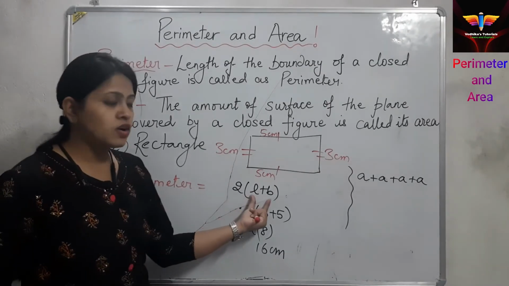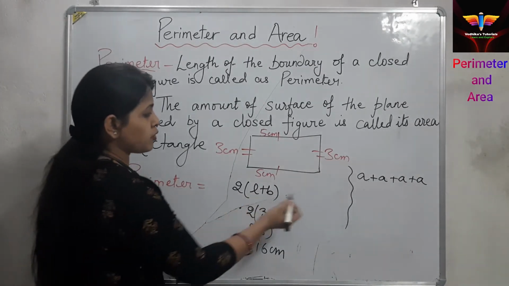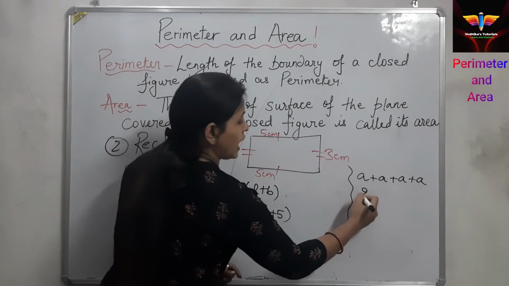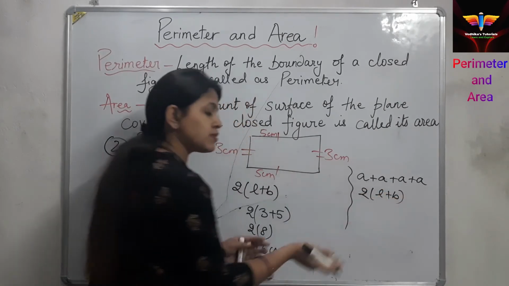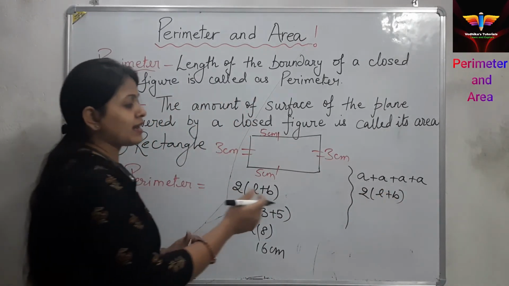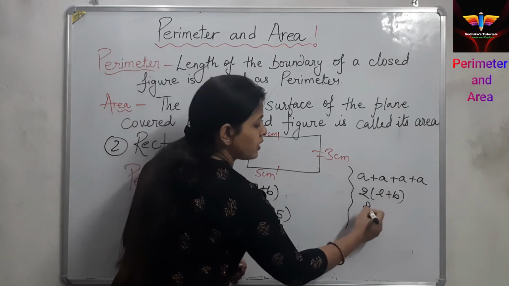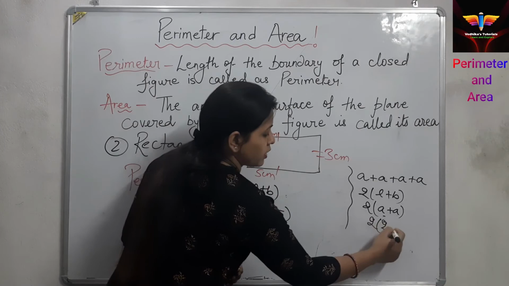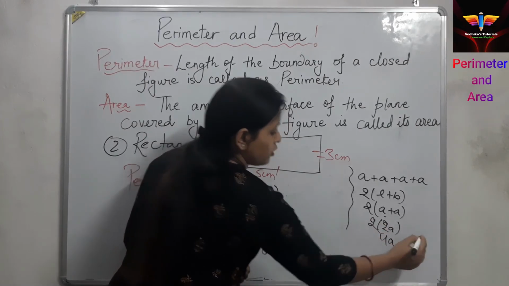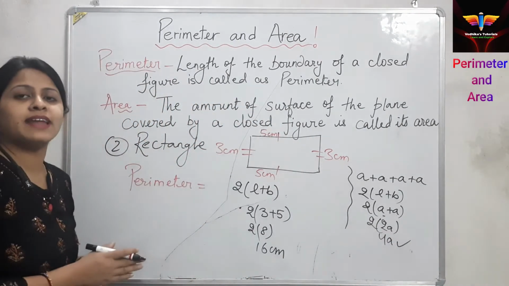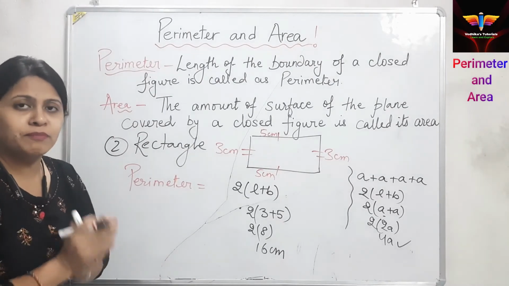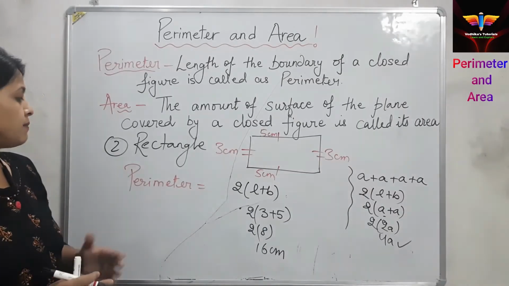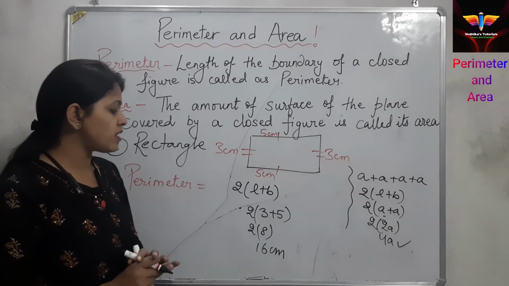In a square we can also use this method. Suppose that we can write 2(L plus B). This formula can be used in a square also. Length and breadth are equal over there, so we write 2(A plus A), 2 into 2A, 4A. So for both square and rectangle the base of the formula is the same. So this is the perimeter of the given rectangle.